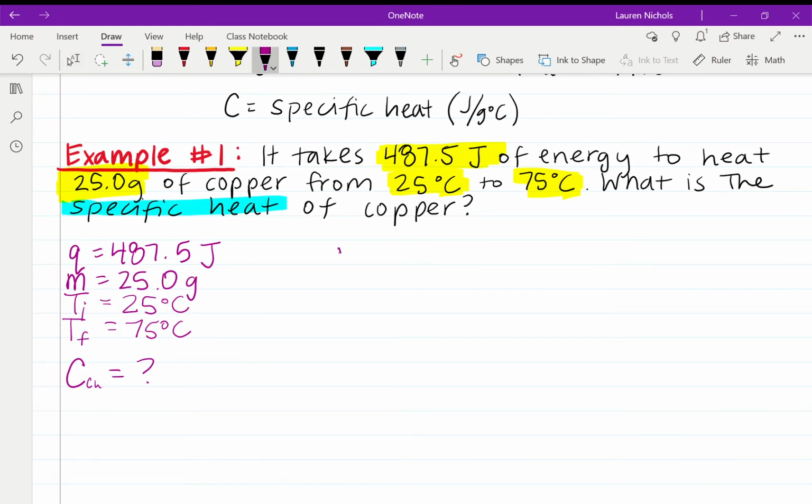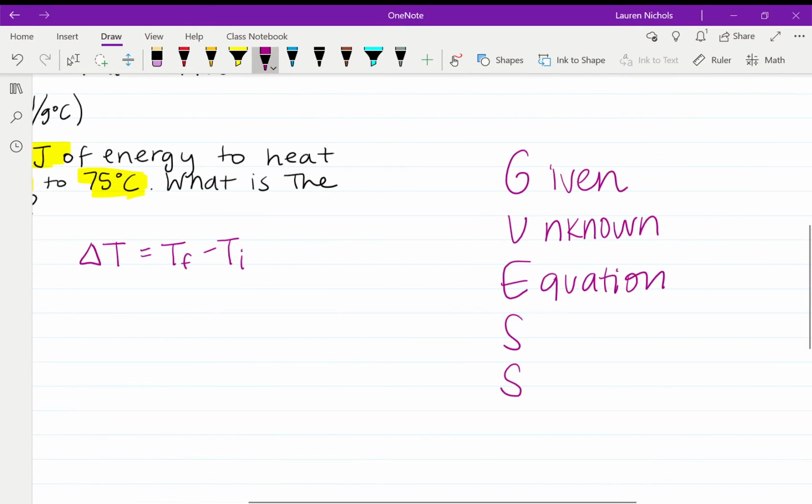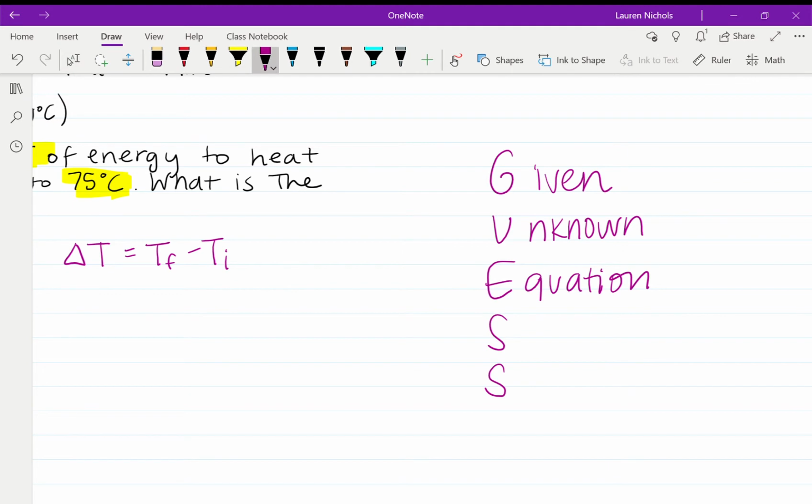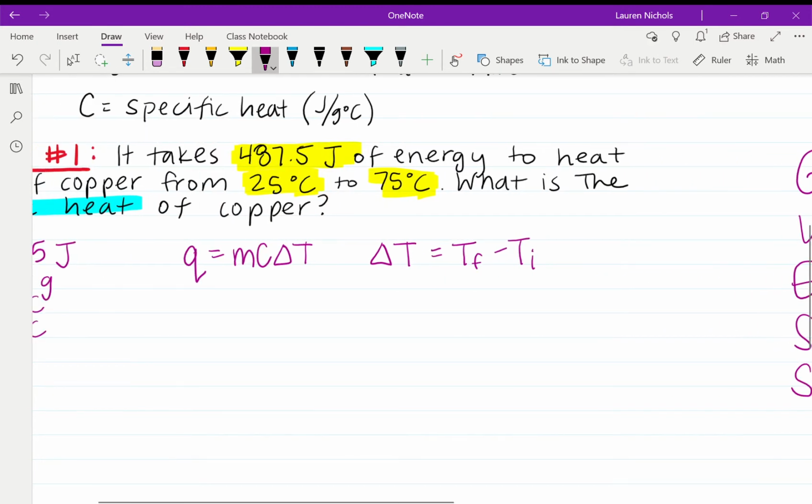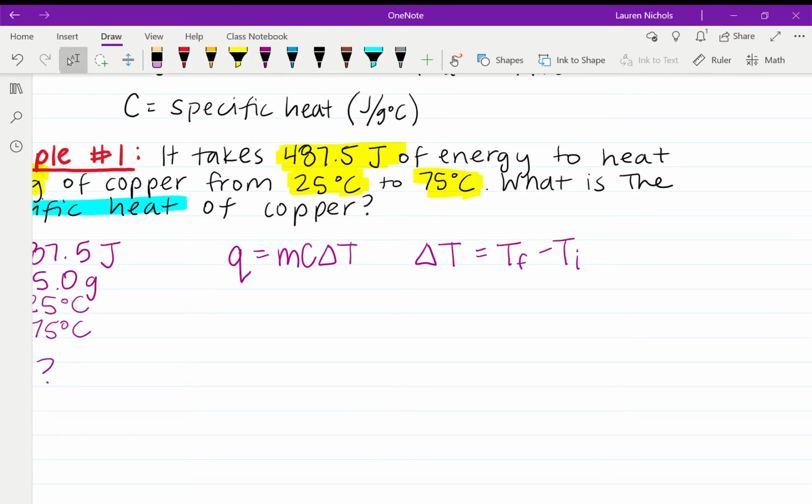And so we know that our equation is Q equals mc delta T. And we also know there's a formula for delta T. It's T final minus T initial. And so once we have our formula, the first S stands for substitute, which means to plug in your numbers. So substitute the letters in the formula for our numbers.